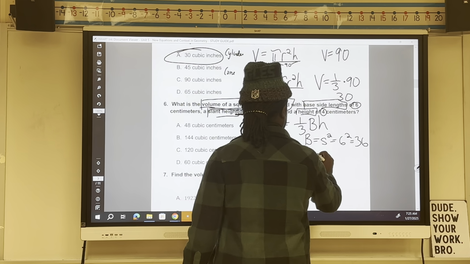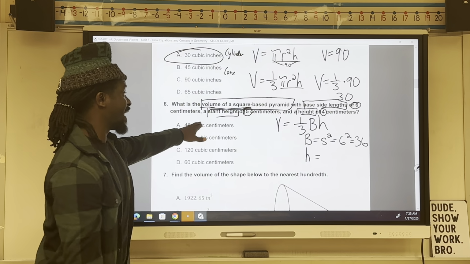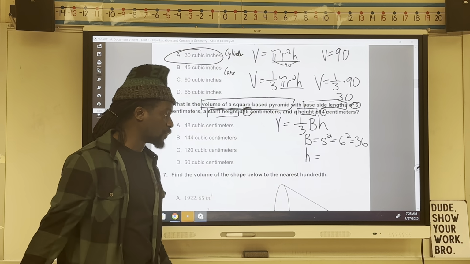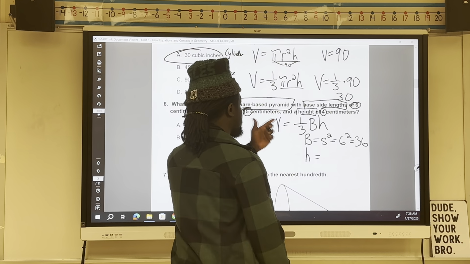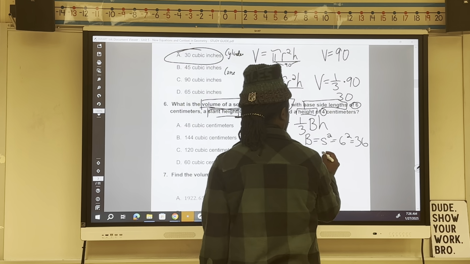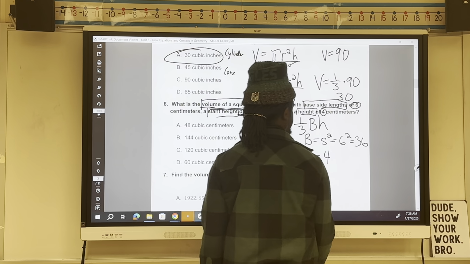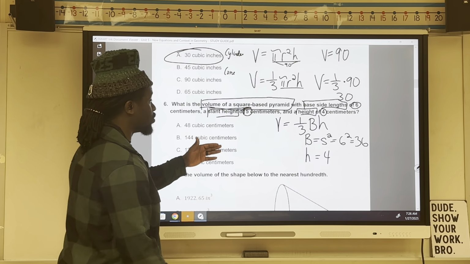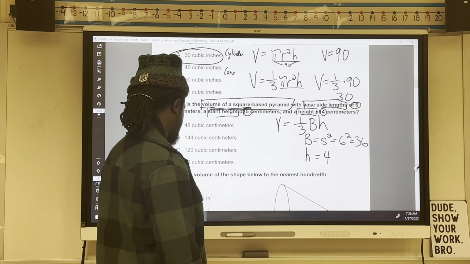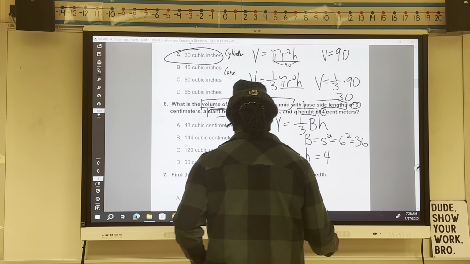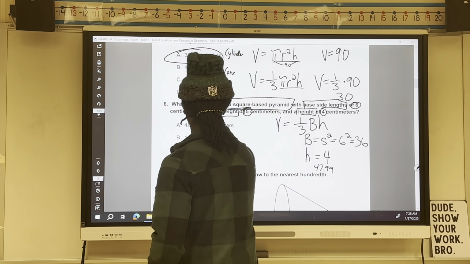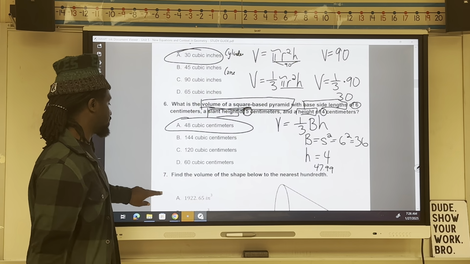Then the height. Okay, I have 2 heights. Slant height is 5, then height is 4. Here, for volume, I just need the height, not the slant height. Slant height is L, I'll need the H. So the height is 4. And so then I just plug that in. 1/3 times big B, which is 36, times the height. And that is going to give me 47.99, which I round up. That's going to give me a 48.